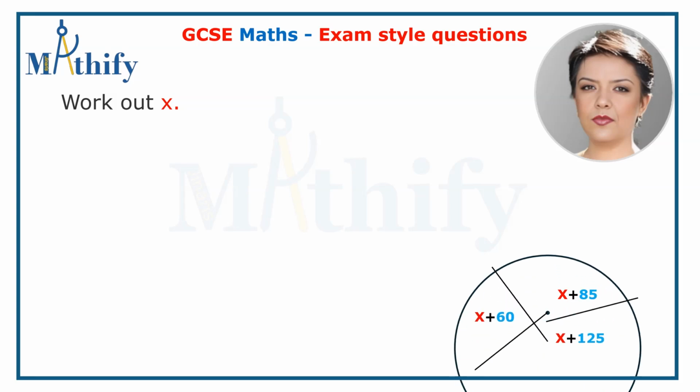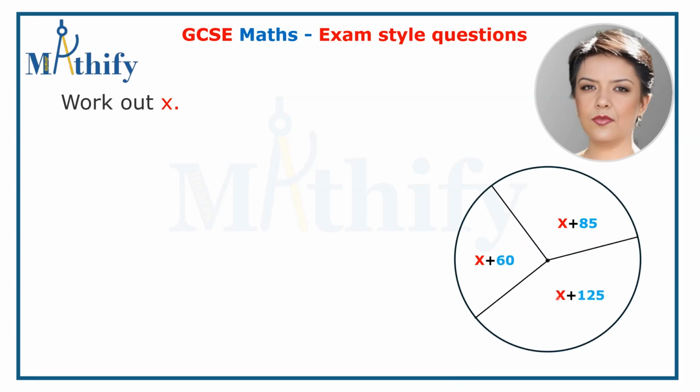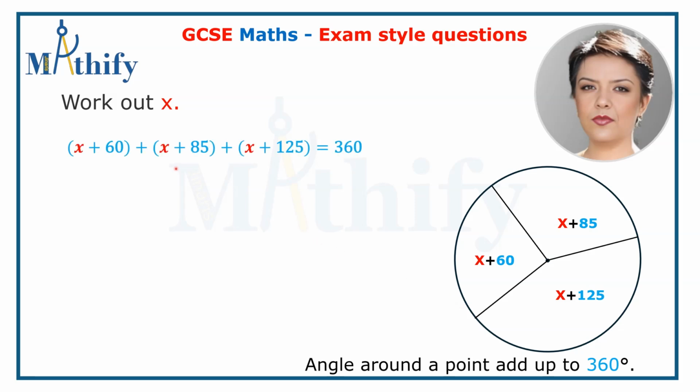Work out x. We are given the following expressions: x plus 60, x plus 85, x plus 125. Remember, all angles inside the circle add up to 360 degrees, or you could say angles around a point add up to 360 degrees. So all we need to do is add all of these together and make it equal to 360 degrees. Therefore, x plus 60 plus x plus 85 plus x plus 125 is equal to 360 degrees.